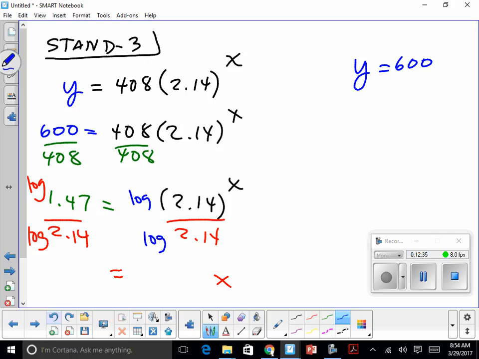All right. What does that give us? Anybody know the final answer? X equals something. Log 147. Okay. 0.506.